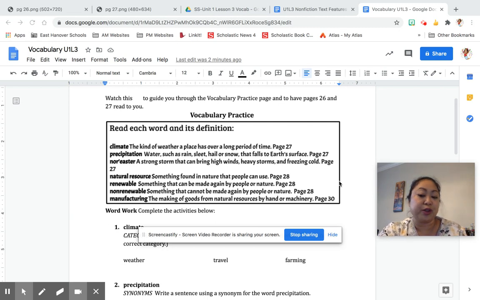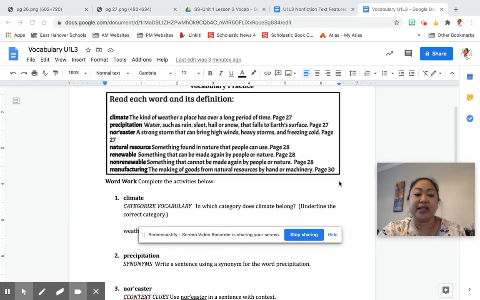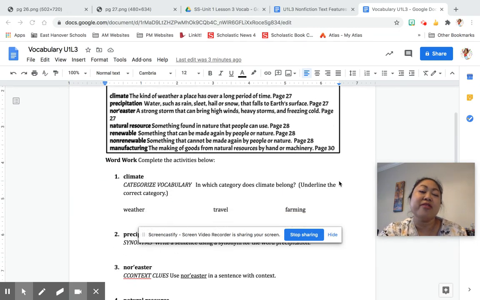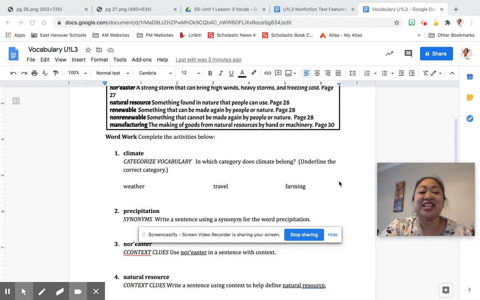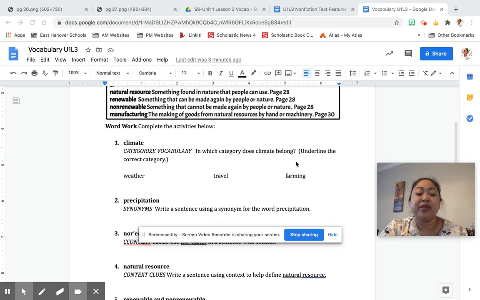And of course, it tells you the pages that you can find these vocabulary words, and more than likely, they'll be bolded in your text, and that tells you that that's a word that you should know, because we just went over them. Okay, so let's look at some word work we have to do. To be good readers, we have to understand words and be able to look at new words and try to figure them out, right? Okay, so climate. We already know what the definition is.